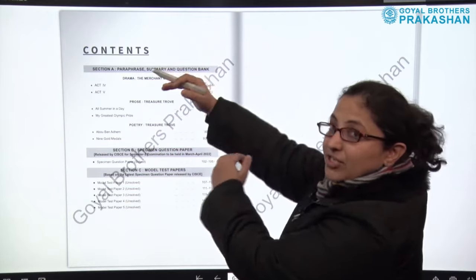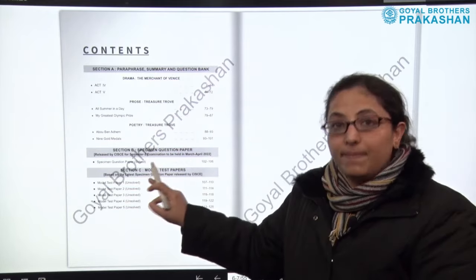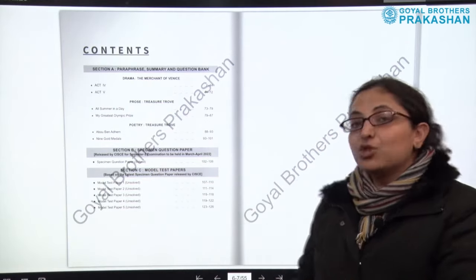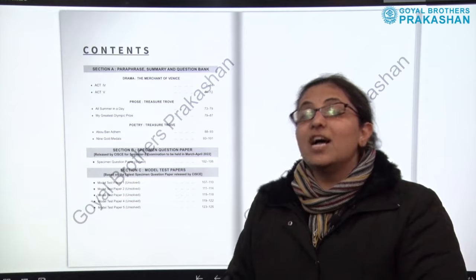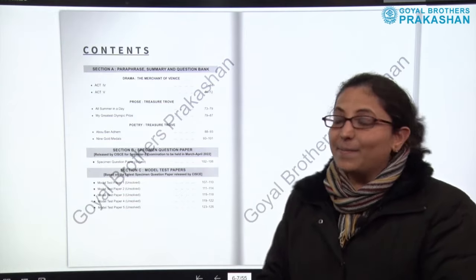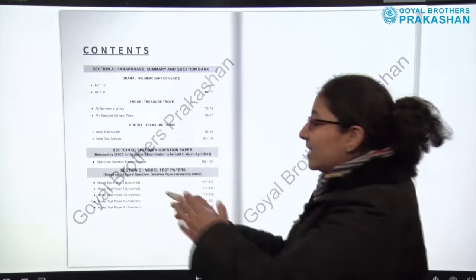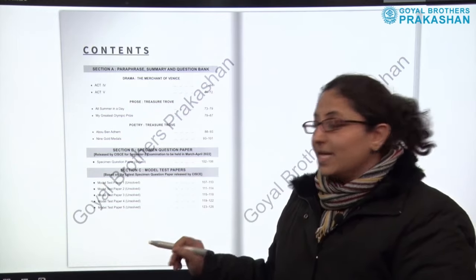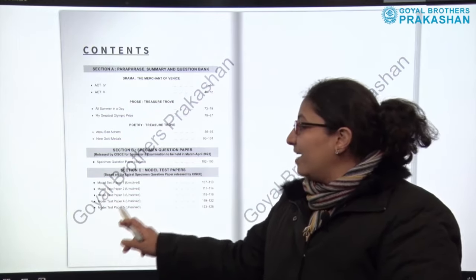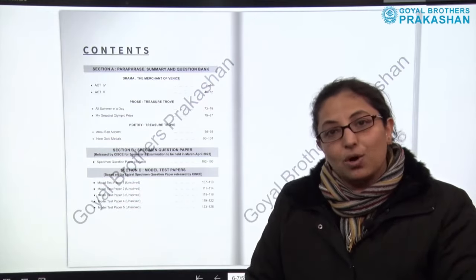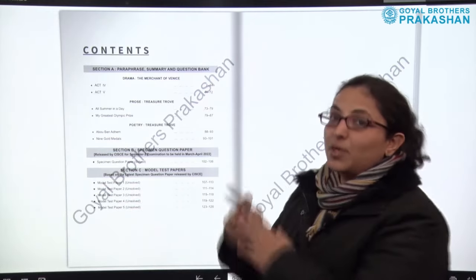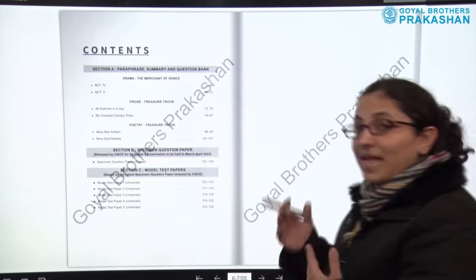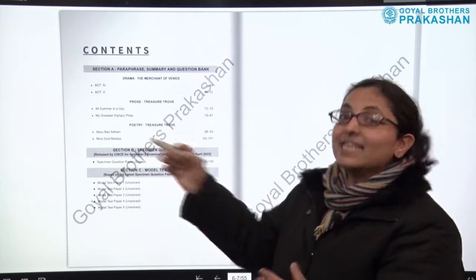After section A, we come to section B, which is the specimen question paper. This is the specimen question paper released by CISCE. After section B, there is section C, which is the model test papers. You can see there are almost 5 unsolved model test papers based on the specimen question paper for the practice of the students. Now let us see how section A is designed.